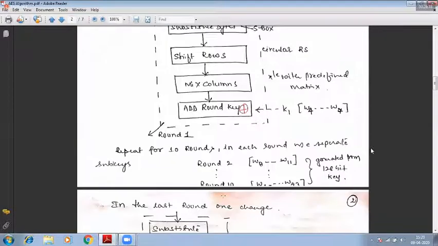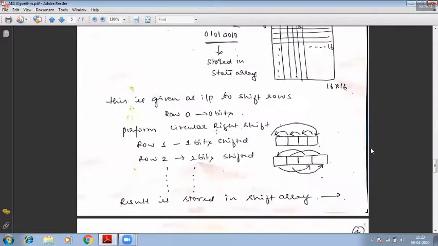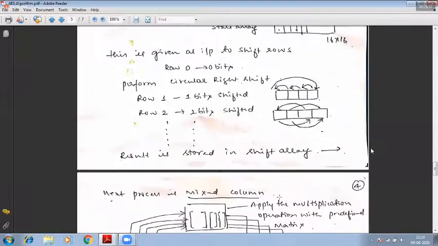When I go to the shift row block, I apply a simple circular shift concept. I perform it depending on the row. If it is row 0, I perform a 0-bit circular shift. If it is row 1, I perform a 1-bit circular shift. If it is row 2, I perform a 2-bit circular shift. Similarly for row 3. Why do I stop there? Because it is a 4 cross 4 combination, right? Here I perform a circular right shift by 1 bit, here by 2 bits. Now the result of this shift operation goes into the next block.